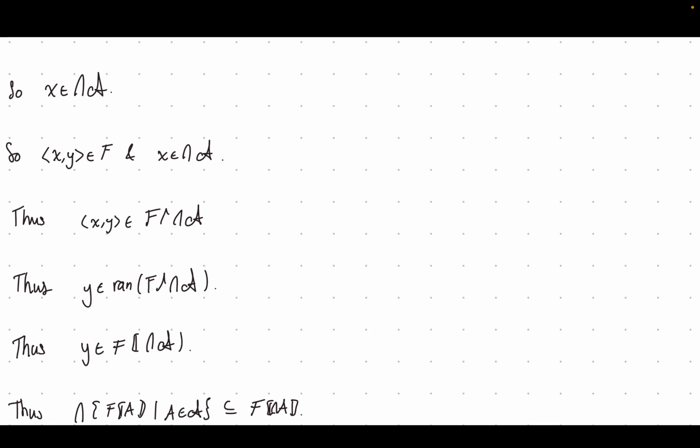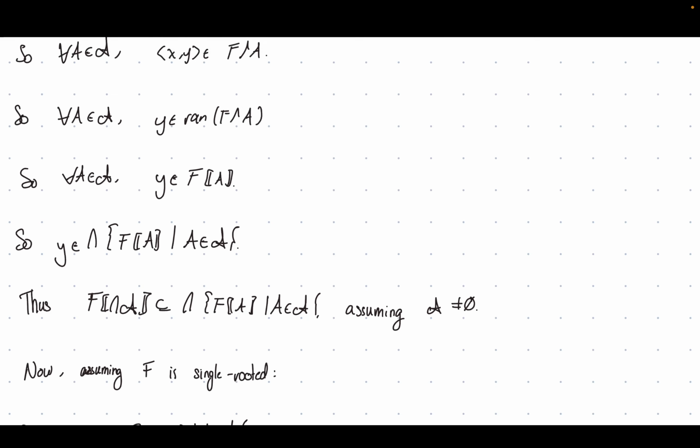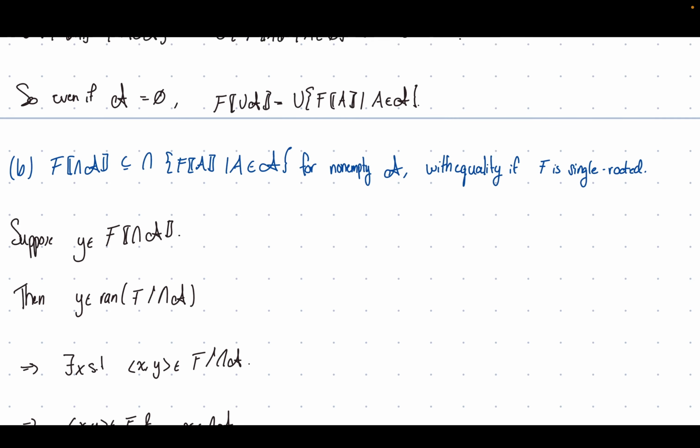I don't want to add another page. Let's just put this here: that the image of the intersection is equal to the intersection of the images if f is single rooted. And there we go. I think that is all we had to show. Yep.